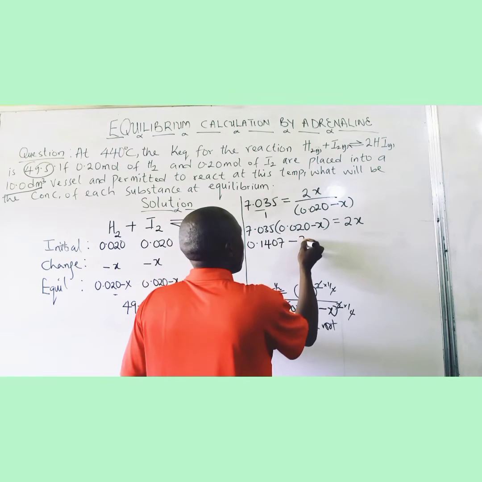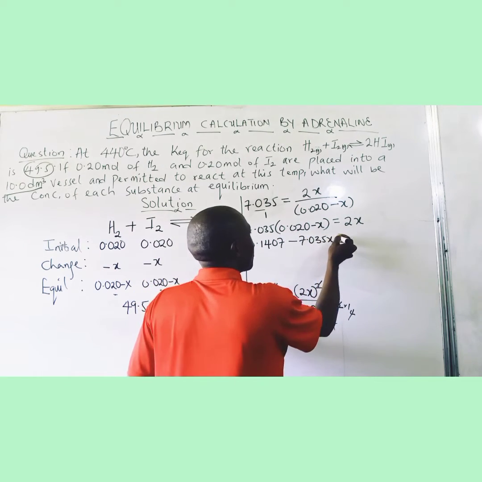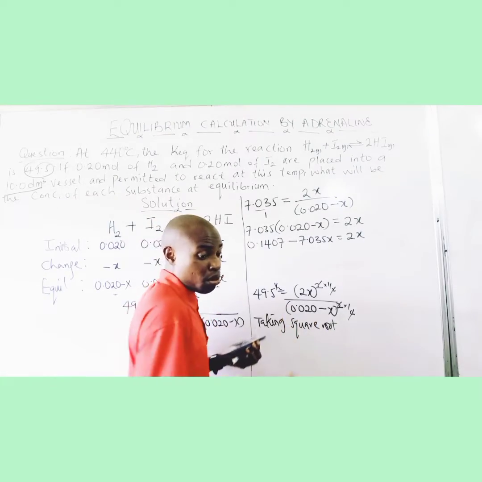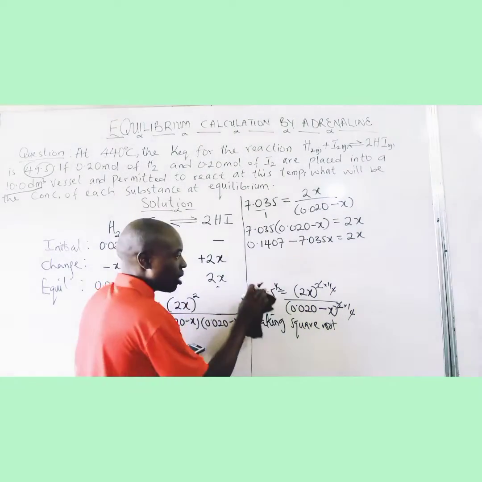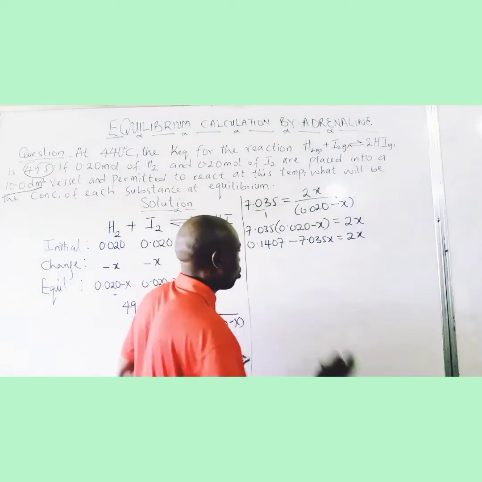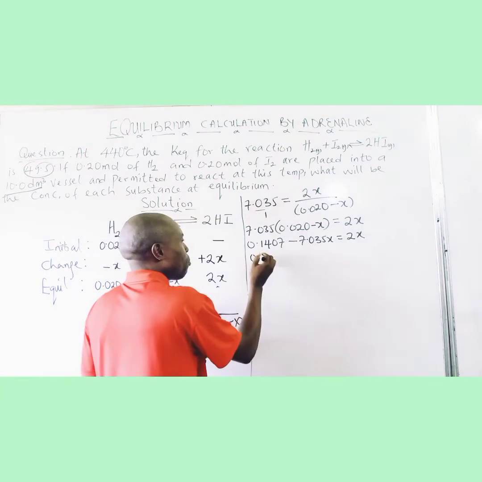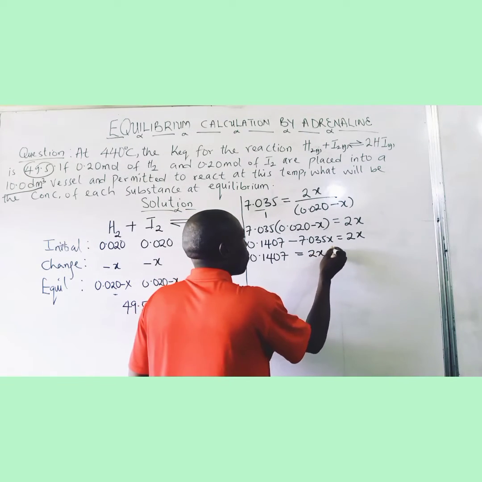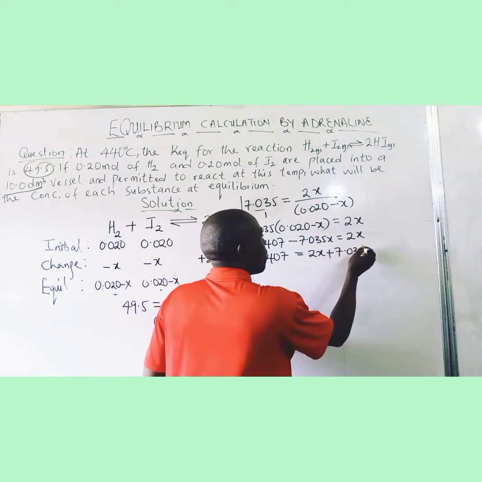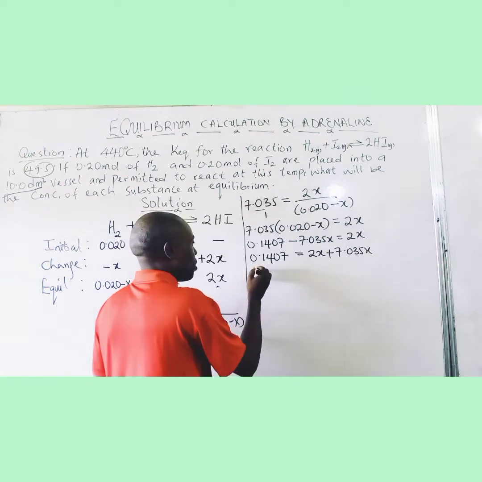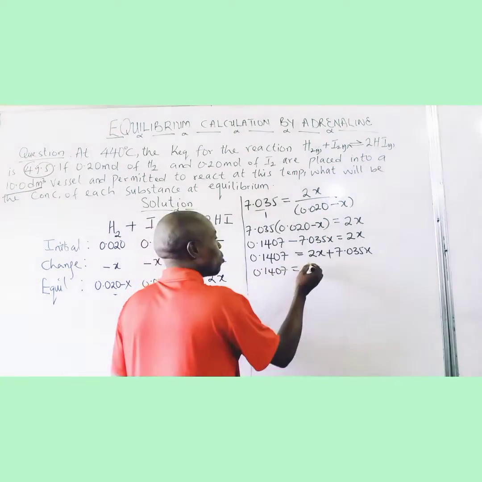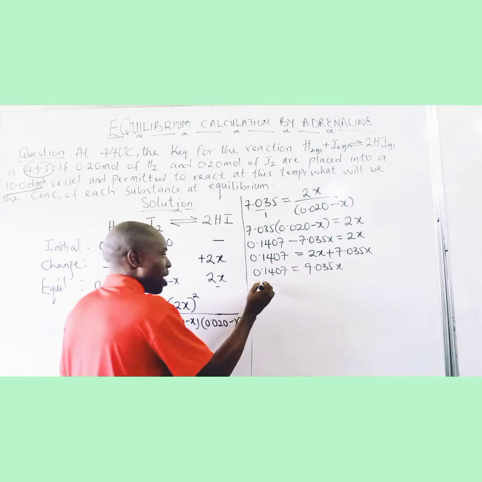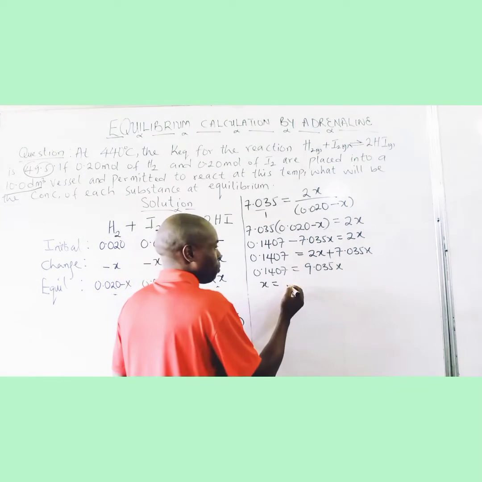0.1407 minus 7.035x is equal to 2x. We collect like terms, the normal mathematical approach. So here becomes 0.1407 is equal to 2x plus 7.035x. So here becomes 0.1407 is equal to 9.035x.